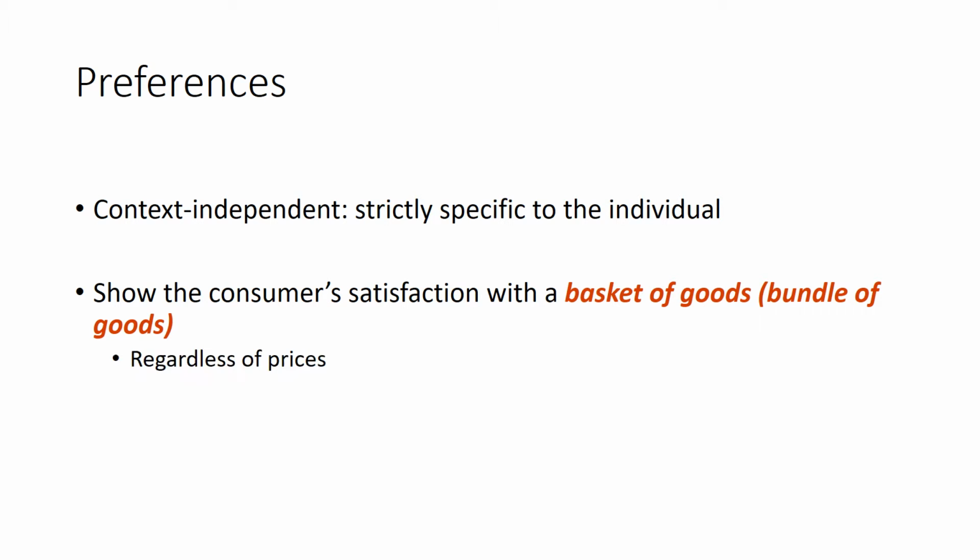Importantly, preferences are defined regardless of prices and regardless of income. It basically says that if, let's say, you prefer apples over pears, it's just a matter of taste. It has nothing to do with the price of apples and pears, and it has nothing to do with your income. It's really just about how consumers prefer one good over another.